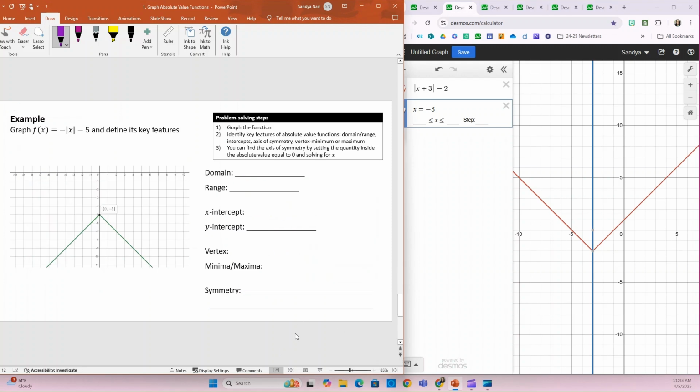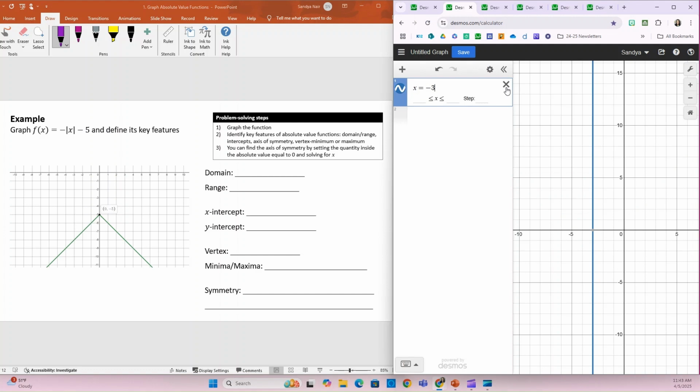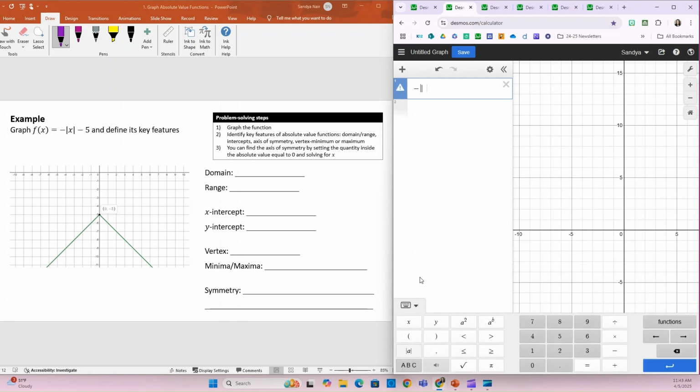So let's just do one more example. Let's graph f of x equals the negative absolute value of x minus 5, and let's define its key features. So here I'm going to go ahead and type negative and then use the keypad to get my absolute value, and then do x, and then remember that -5 needs to be on the outside.